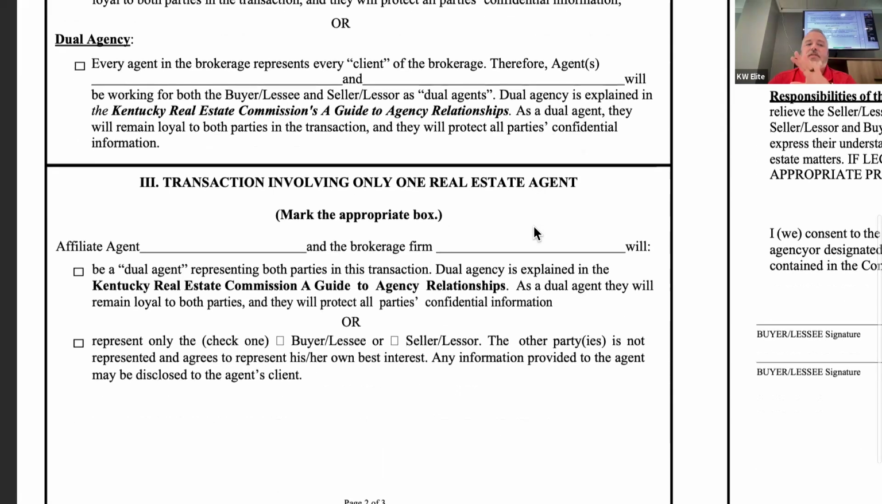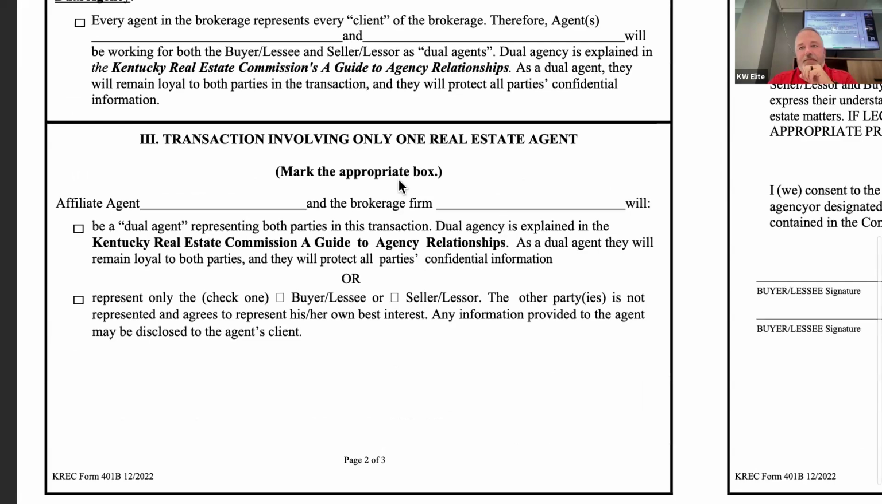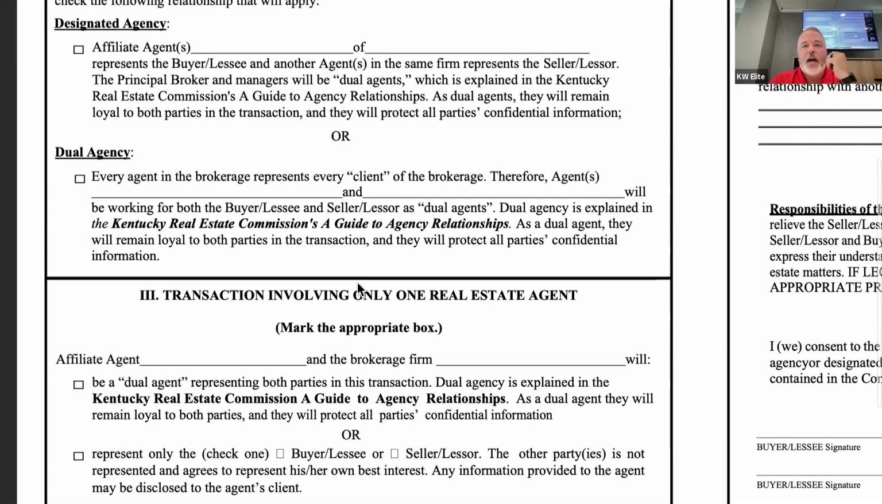Third part is, sorry, this is where the dual agency comes in. The third part is you're representing buyer and seller. So affiliate agent Matt Brown and the brokerage firm Keller Williams Elite, and then you'll check this box. It will be a dual agent, dual agency explained in the Guide to Agency Relationships that they will represent both parties. Or you could check and say that I'm representing only the buyer or only the seller, and the other party is unrepresented. So there's two different sections here. 99% of the time, you're going to fill out this very top section because you're probably representing both people.